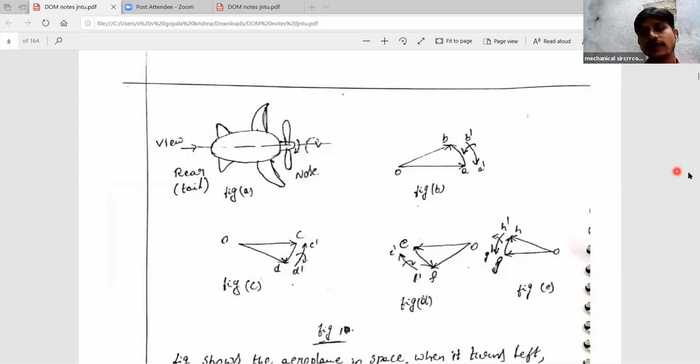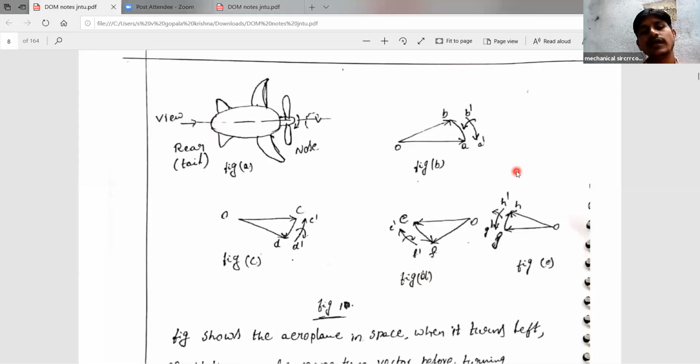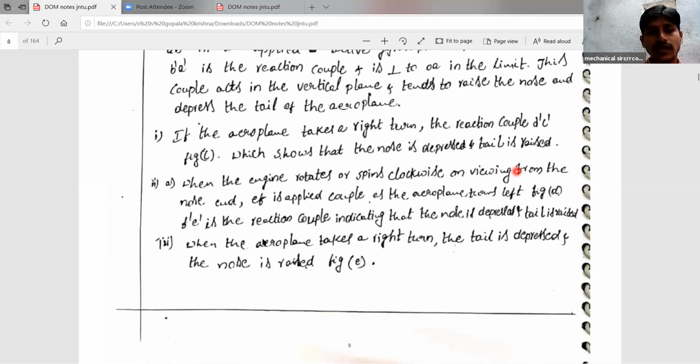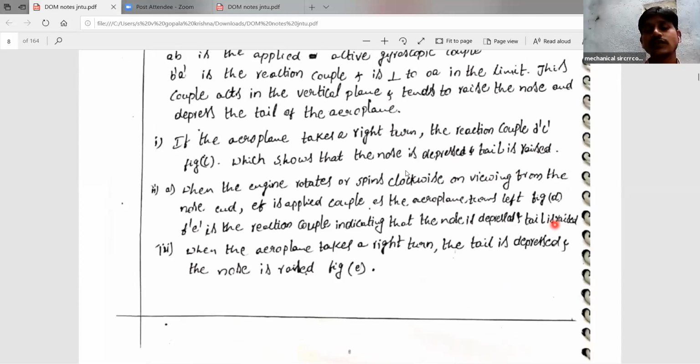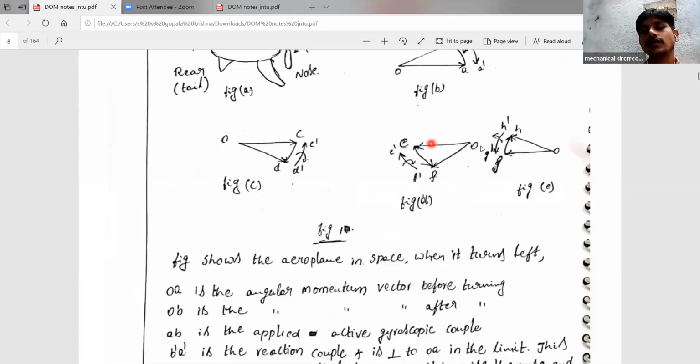So then the effect of gyroscopic couple is, all of you observe that. So that is the reaction couple indicating that the nose is again dipping and the tail is raised. The nose is dipping and the tail is rising. Why? Because all of you observe our vector diagram of figure D. Okay, vector diagram of D.